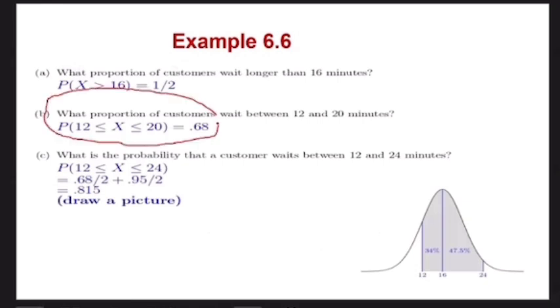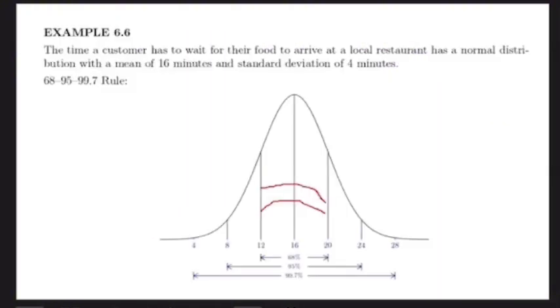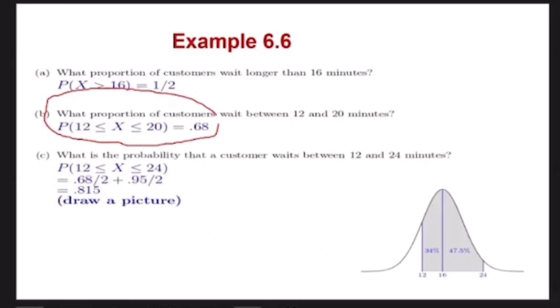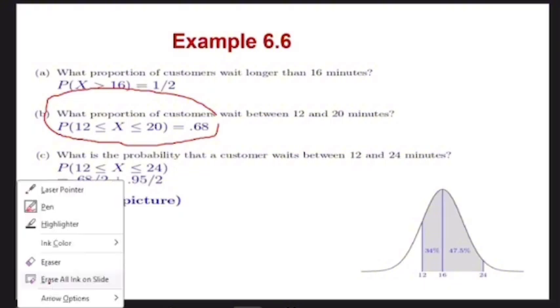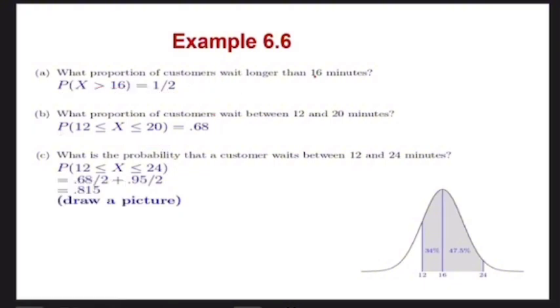Look at that question B. What proportion of customers wait between 12 and 20? Okay, between 12 and 20. You see that? Between 12 and 20. You're actually going to use the empirical rule because that is one standard deviation. That would be 68%. And that was why we said it's 0.68. Does that make sense?